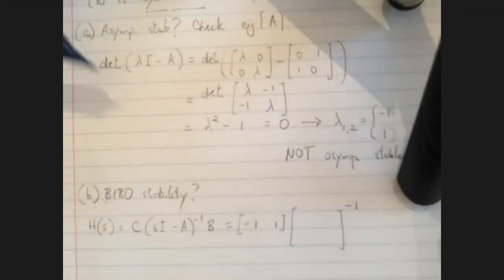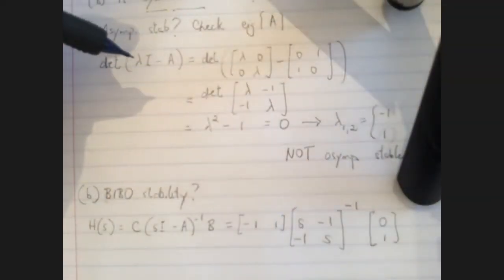I'll show you what I've got here in my notes. The C matrix was [-1, 1]. Then (sI minus A) inverse. SI minus A is actually going to be this thing right here: [s, -1; -1, s]. And then B is [0; 1]. So I'll apply my little formula for this one.